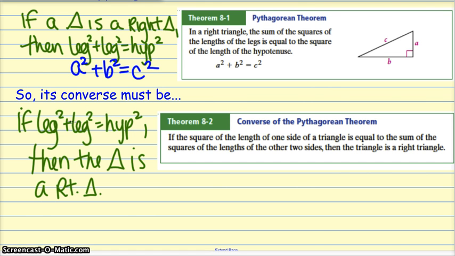So if you do the work and you find out that a squared plus b squared does truly equal c squared, then you are for certain that you're dealing with a right triangle.